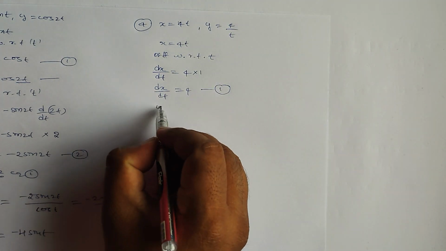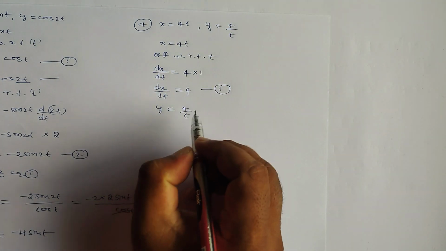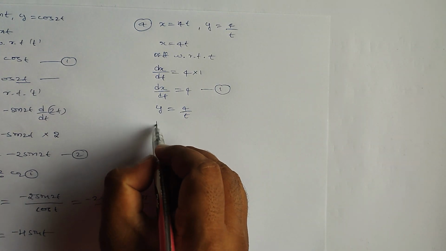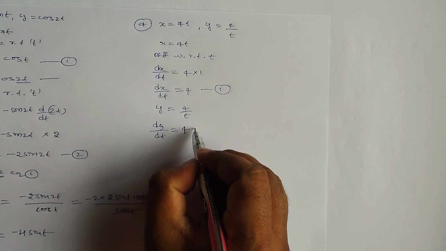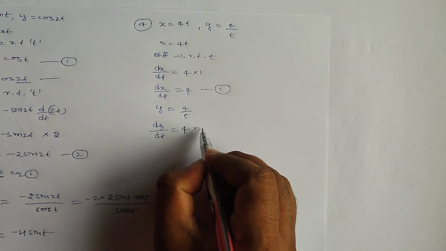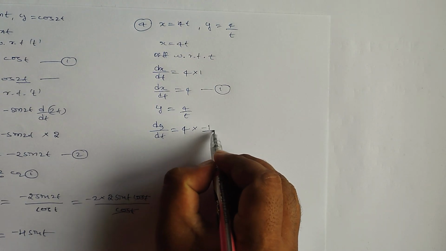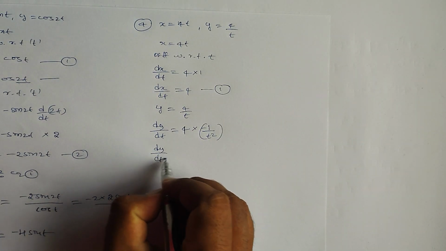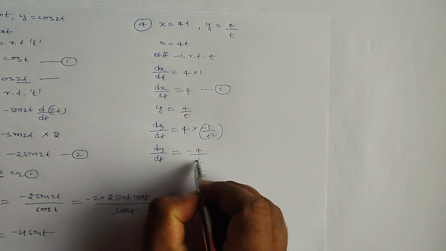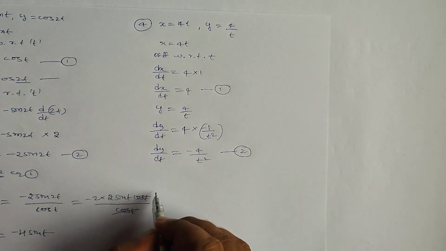Next, y is equal to 4 by t. Now differentiate with respect to t. dy by dt is equal to 4, the constant taken outside. What is the derivative of 1 by t? The derivative of 1 by x is minus 1 by x square, so here it is minus 1 by t square. So dy by dt is equal to minus 4 by t square. Say equation number 2.